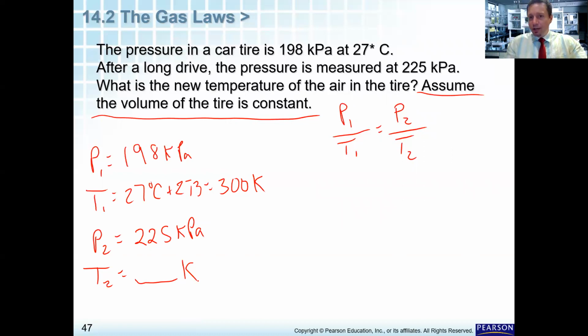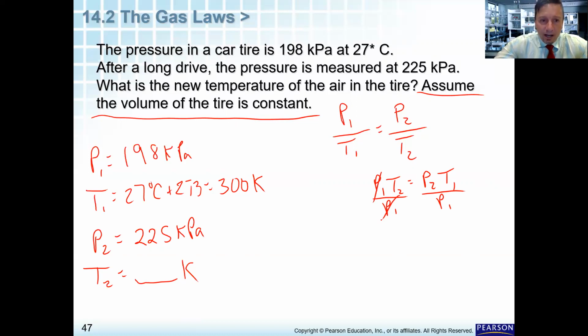So first thing I'm going to do again is cross multiply. So I'm going to have right here P1 T2 equals P2 T1. I'm solving for my secondary temperature, so I'm going to divide both sides by P1, canceling it off. So I have P2 times T1 divided by P1, and that equals my final temperature.